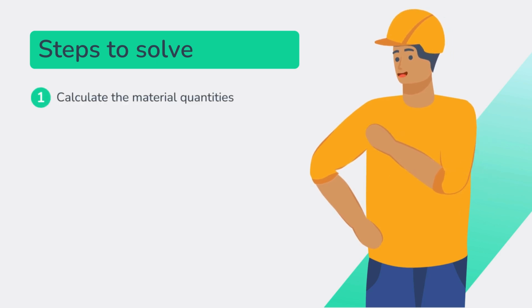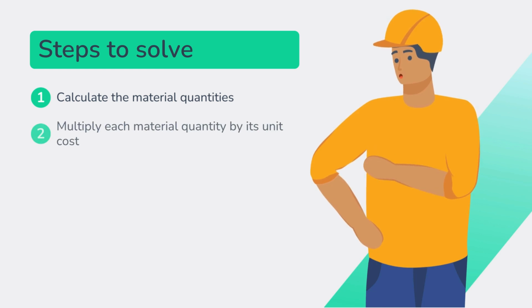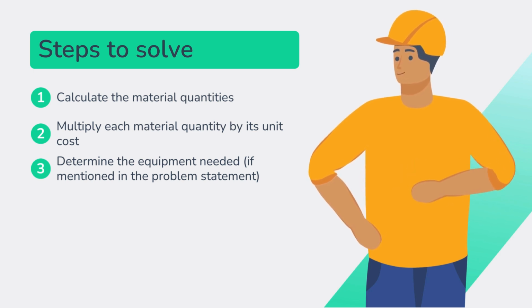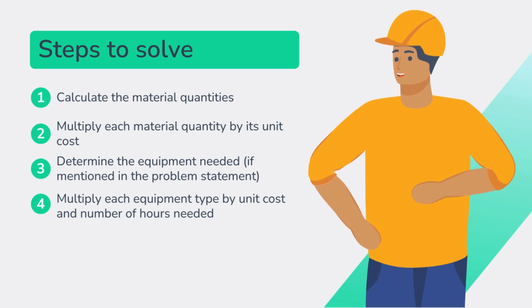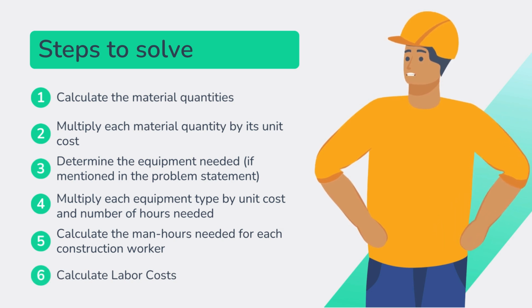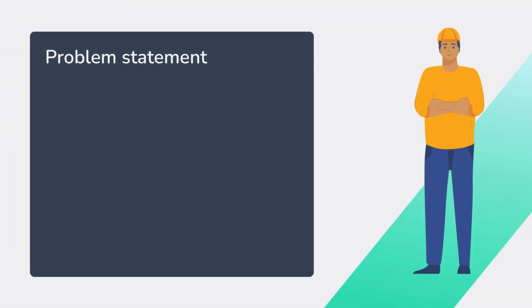1. Calculate the material quantities. 2. Multiply each material quantity by its unit cost. 3. Determine the equipment needed, if mentioned in the problem statement. 4. Multiply each equipment type by unit cost and number of hours needed. 5. Calculate the man-hours needed for each construction worker. 6. Calculate labor costs. Now, let's explore the problem we're going to solve today.